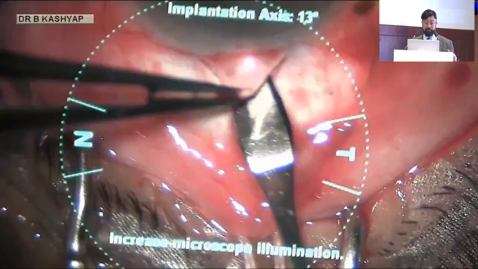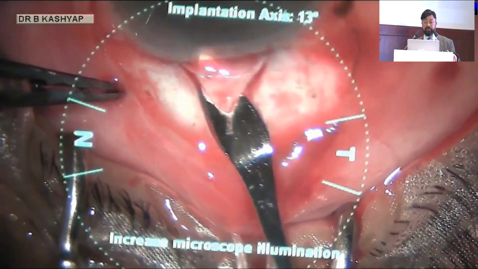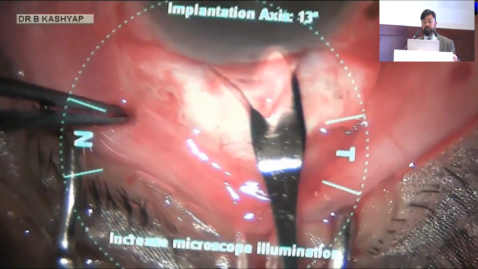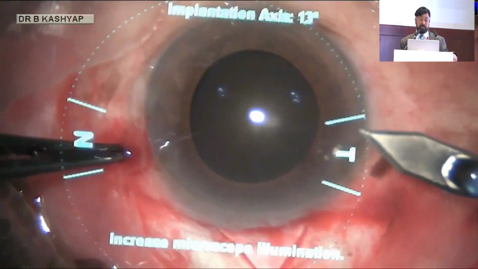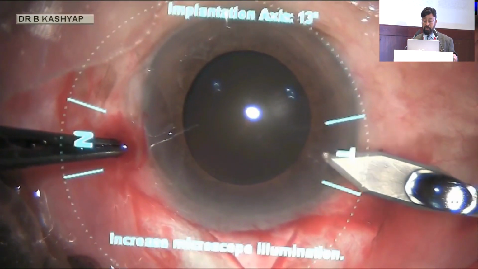Why not a toric IOL? In this case, the patient had developed glaucoma, so we did the trabeculectomy pathway. It is a combined operation. You see, I'm giving a more corneal incision.